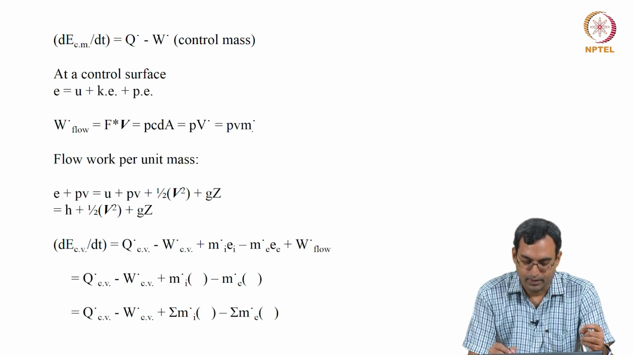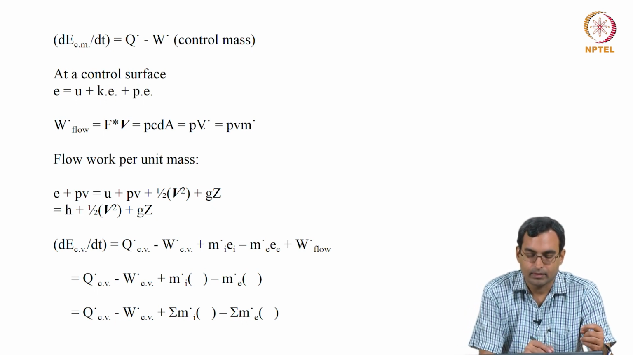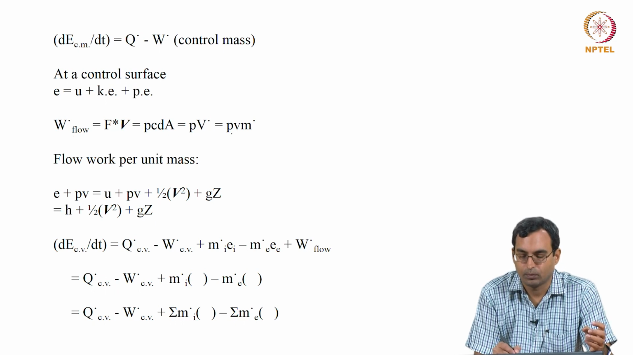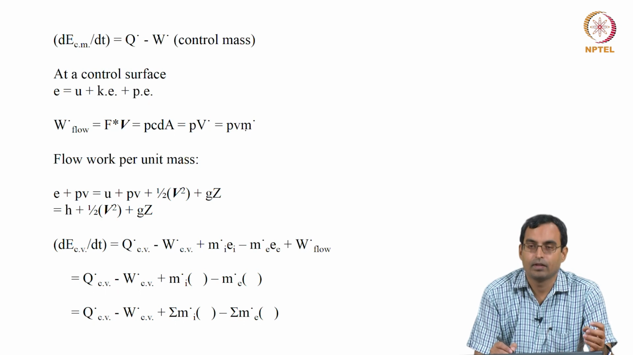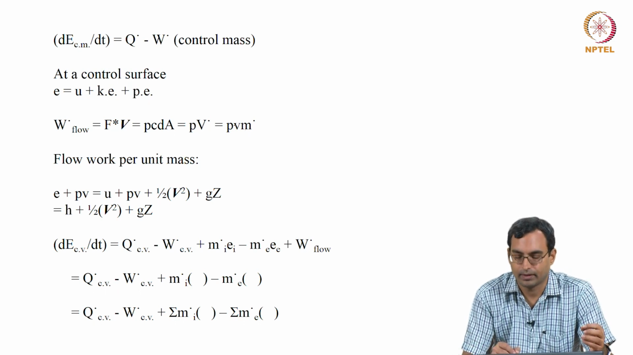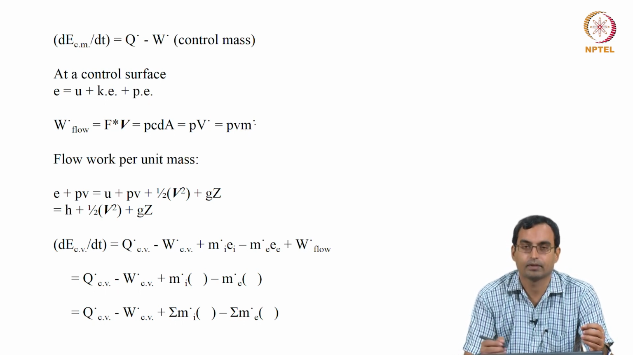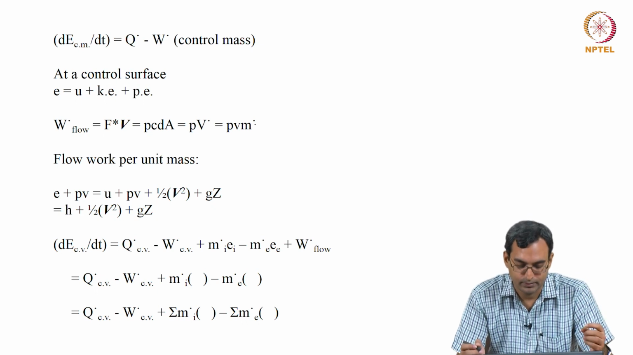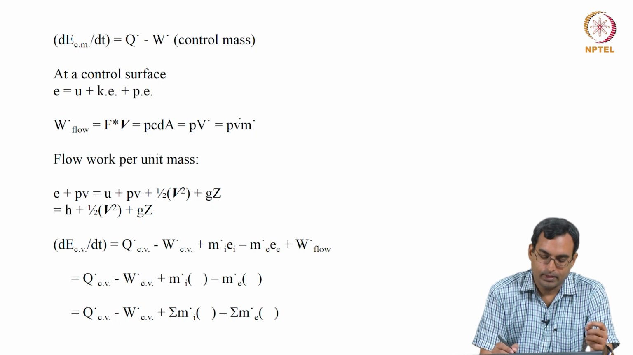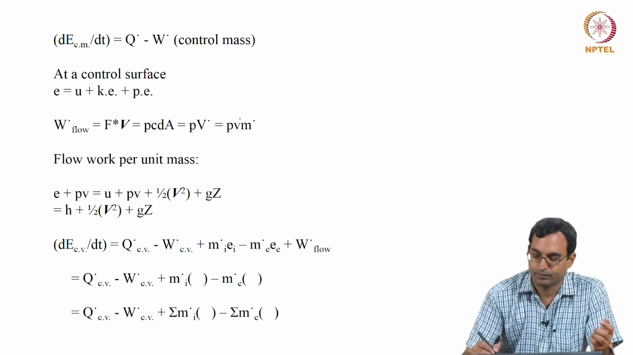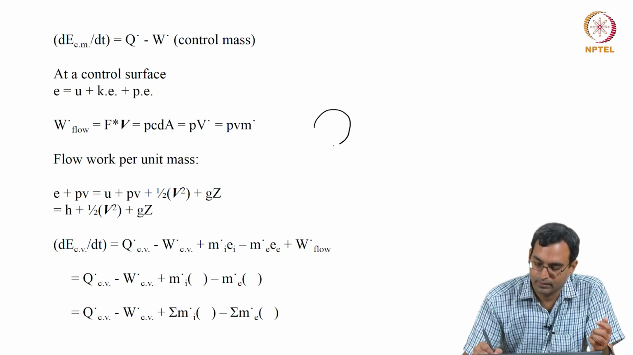So, that is something which I can write. The flow work at the inlet is whatever is the pressure at the inlet times specific volume at the inlet times mass flow rate at the inlet. Flow work at the outlet is pressure at the outlet times V at the outlet times mass flow rate at the outlet.